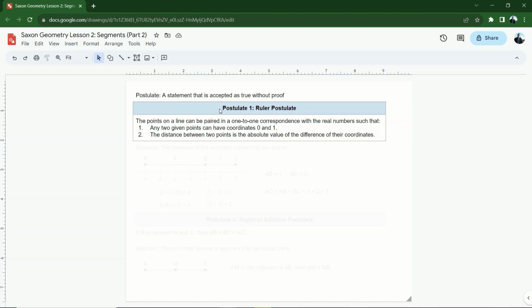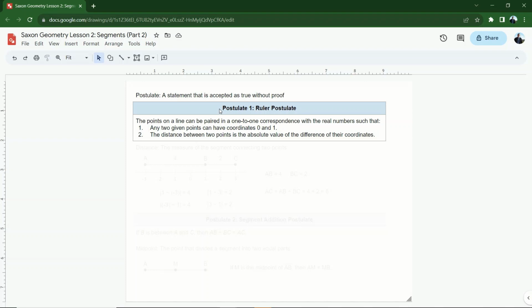The postulate states that the points on a line can be paired in a one-to-one correspondence with the real numbers. So the points on a line, like on a ruler, can be paired in a one-to-one correspondence with the real numbers such that any two given points can have coordinates 0 and 1. Those 2 points, by the way, are going to have a certain distance between them, and they're going to form the basis on which all of the scale of the ruler is built. So whatever distance is between 0 and 1, that's going to be the same distance between 1 and 2, 2 and 3, -1 and 0.